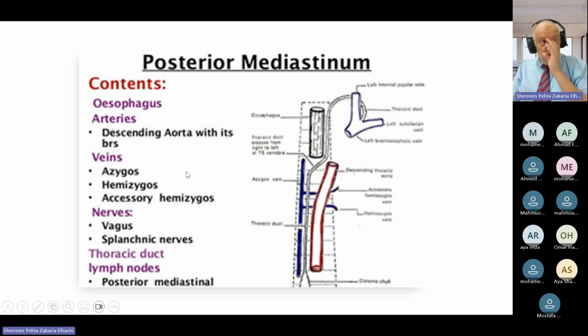In Nissen fundoplication, what will you do? Laparoscopic Nissen: plication of the lower esophageal sphincter by the stomach. You mean wrapping of the stomach around the esophagus? But what about the opening in the diaphragm? What will you do? Narrowing. So you make one or two stitches in the opening through which the esophagus passes, so you ligate the crus of the diaphragm and wrap the stomach around the esophagus.